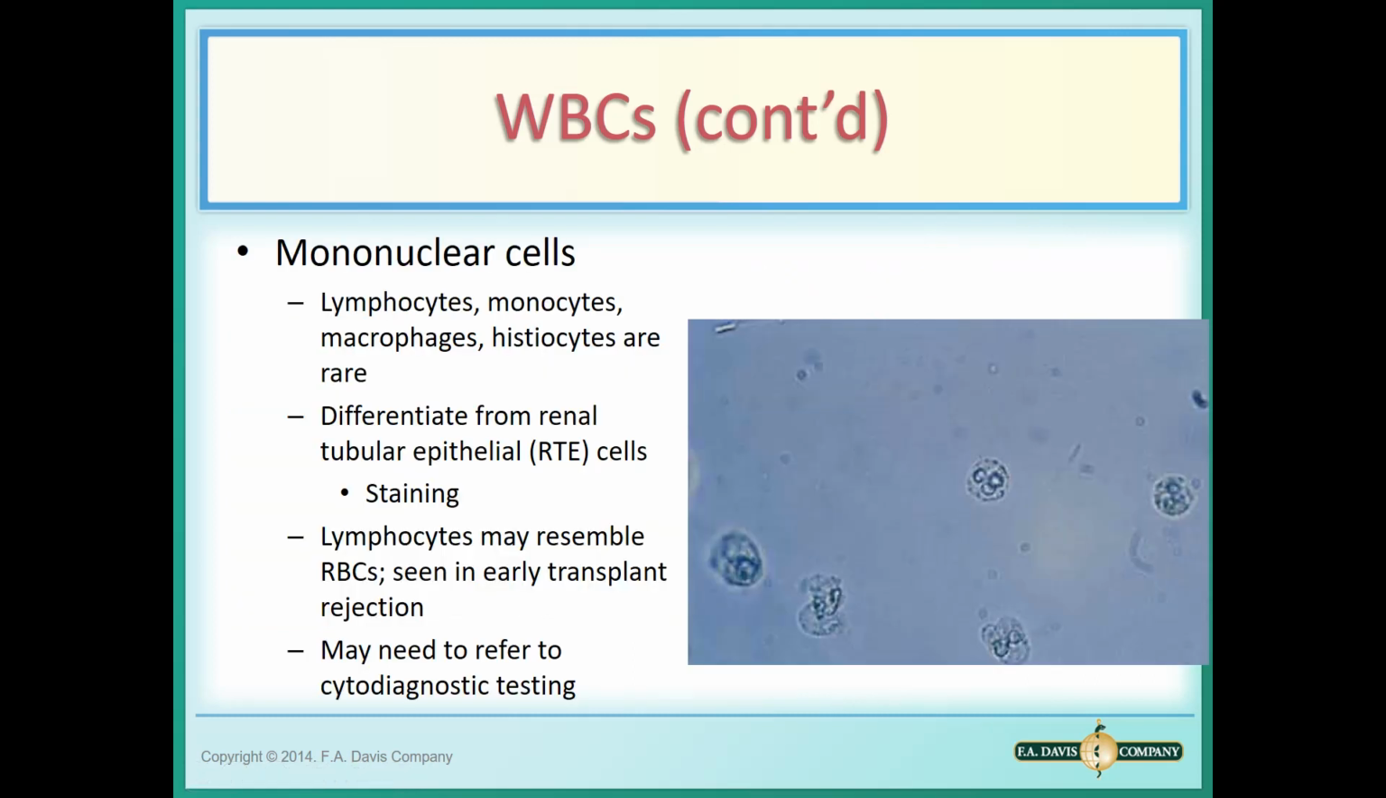Mononuclear cells are things that don't have multiple lobes to their nucleus. They have a single lobe. Those lymphocytes that we see in viral infections, monocytes, macrophages, histiocytes, all are mononuclear cells. Monocytes, macrophages, and histiocytes, which are rare in the urine, tend to be larger and not quite as round.